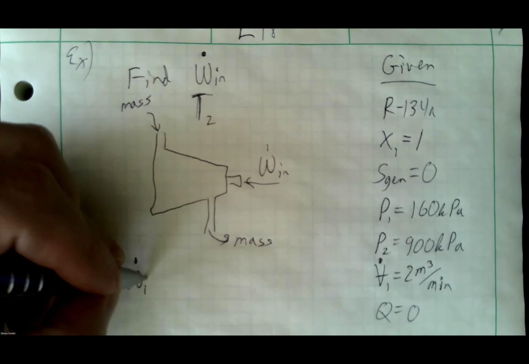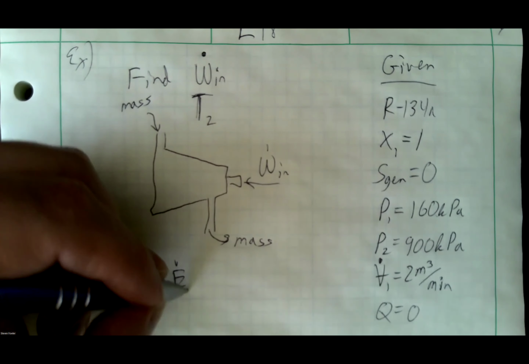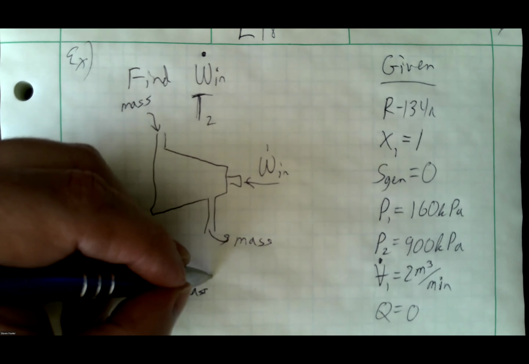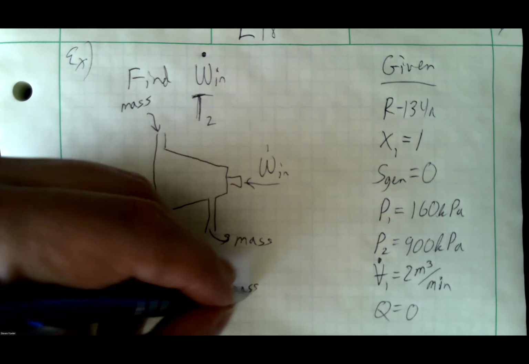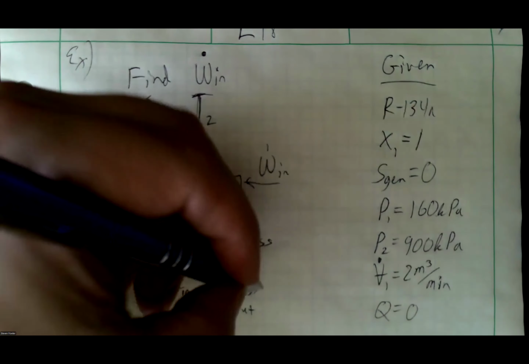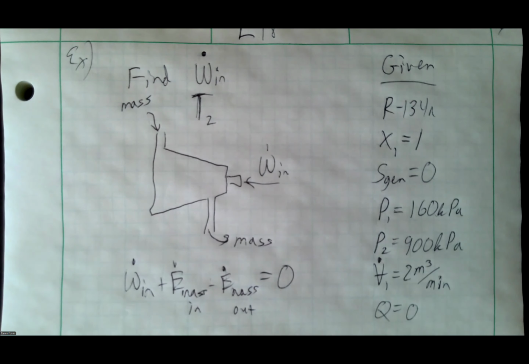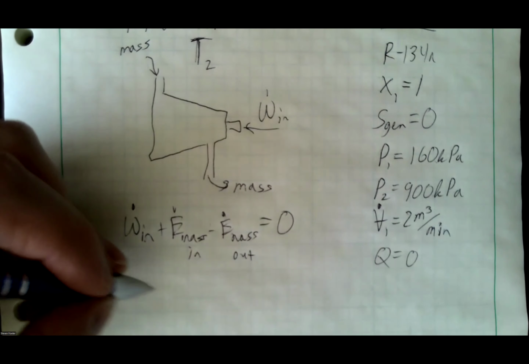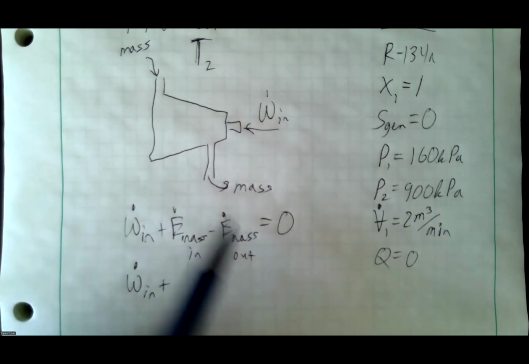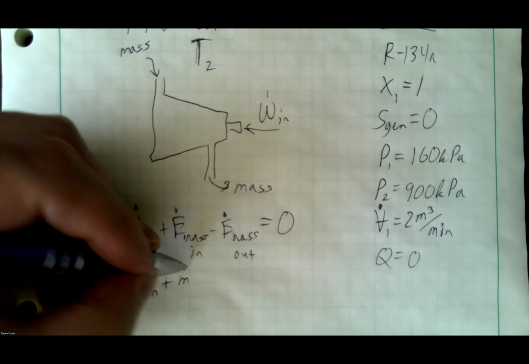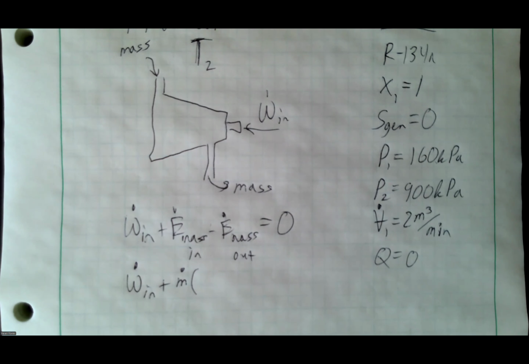So I've got power in plus E dot mass coming in minus E dot mass going out. So we did this in chapter 5, talking about writing a first law equation. This is a steady flow control volume, or at least I'm going to assume this is a steady flow control volume. So I'm going to set the right-hand side equal to 0. All right, so how do we quantify this? Well, I've got power input. I've got one inlet, one outlet, so it's going to be a common M dot between those two. Again, we talked about this in chapter 5.